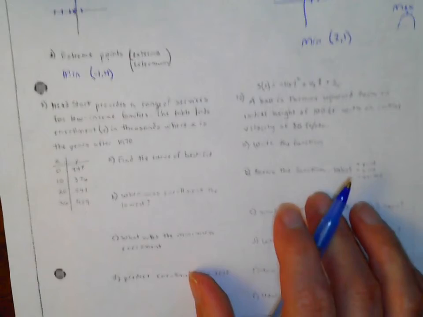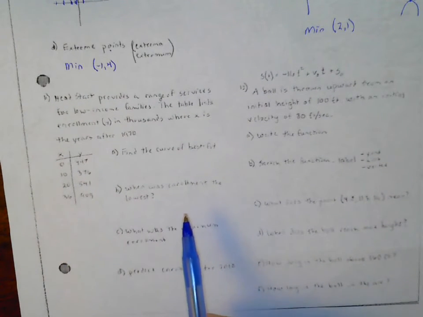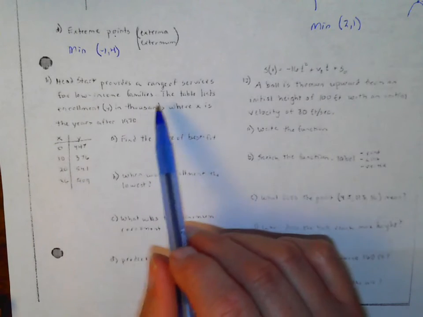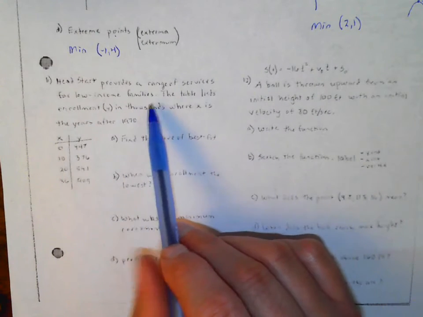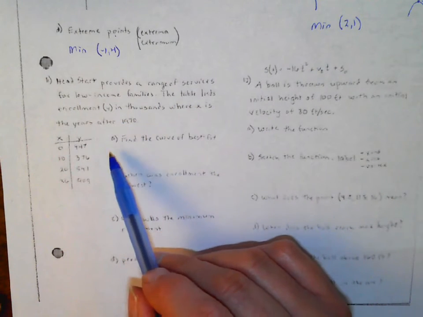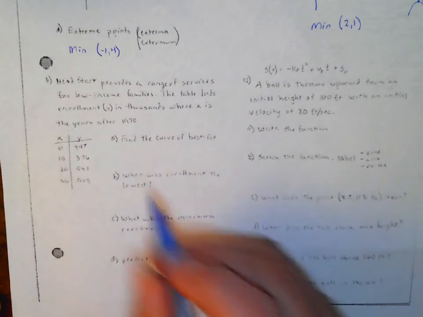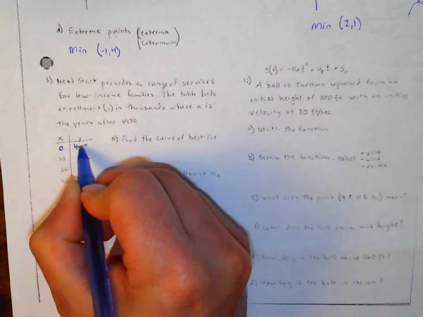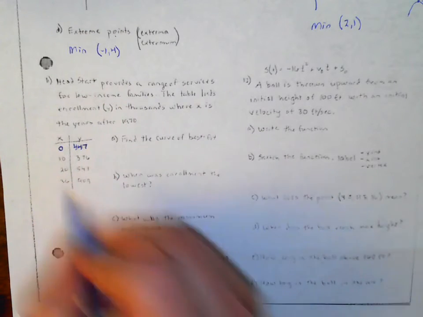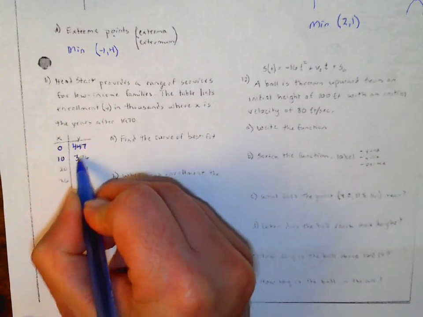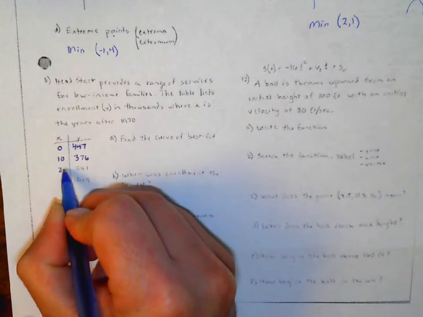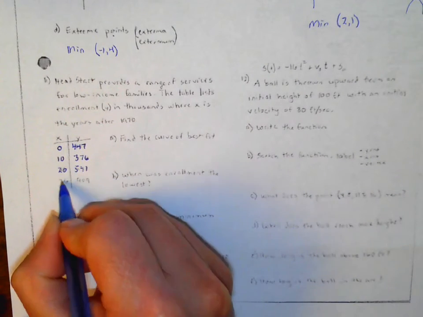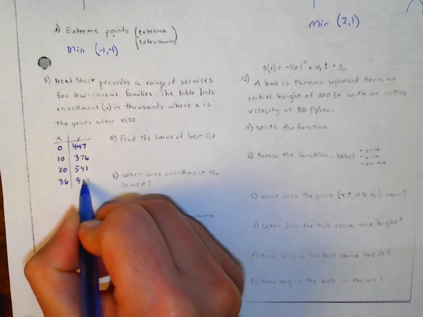Okay. The last part here, we're going to use some modeling. So Head Start provides a range of services for low-income families. The table lists enrollment in thousands, where X is the year after 1970. So this is the enrollment. So in 1970, which is 0, they had 447 enrolled. 10 years later, they had 376 enrolled. 20 years later, which would be 1990, 541 enrolled. And 36 years later, 909 enrolled.